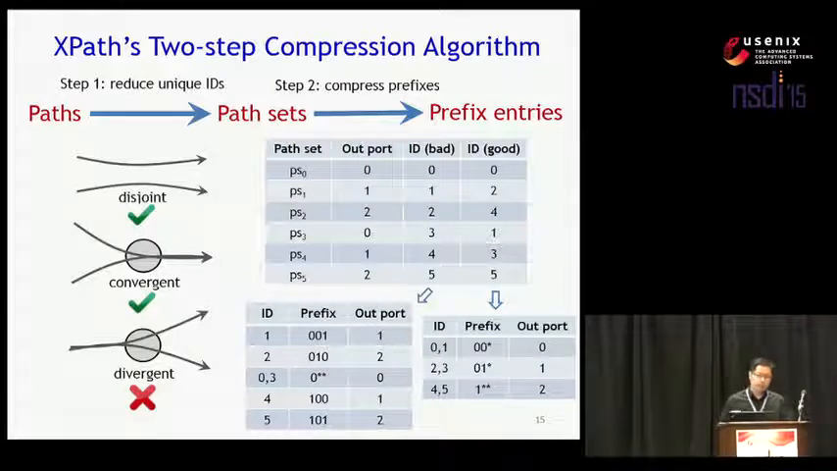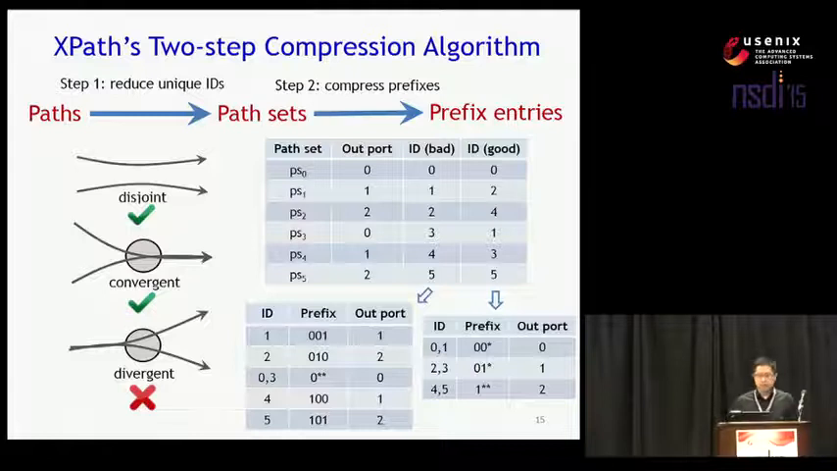For this, we observe that if two paths are disjoint or convergent, they can use a single path ID to express them, because this will not cause any routing ambiguity. On the other hand, if two paths diverge from one switch, we cannot use a single path ID to express them, because this will cause routing ambiguity. This is the first step.